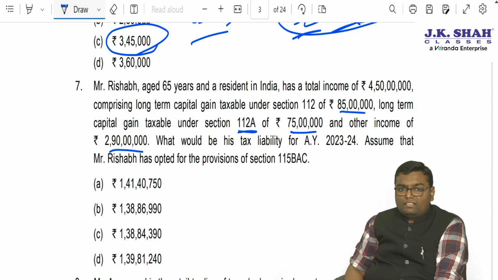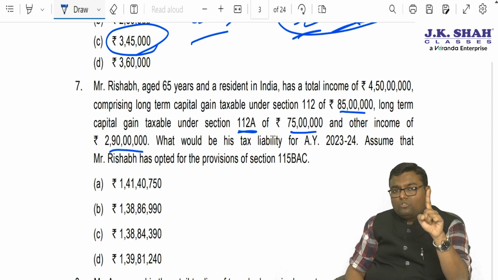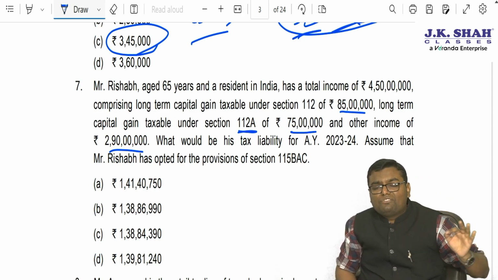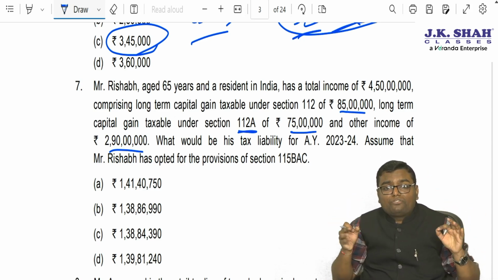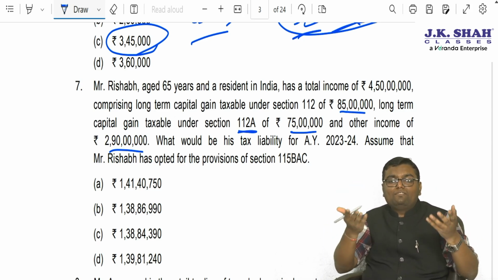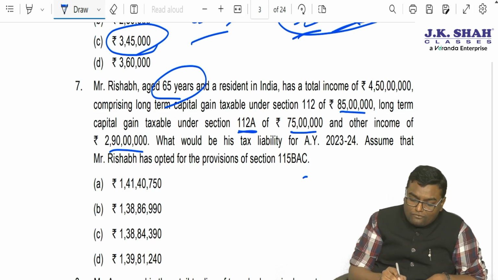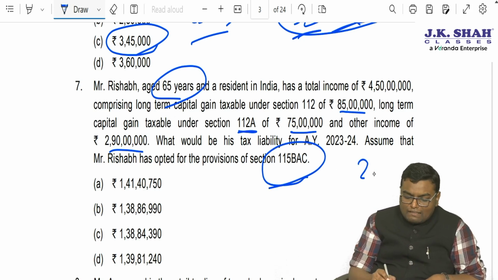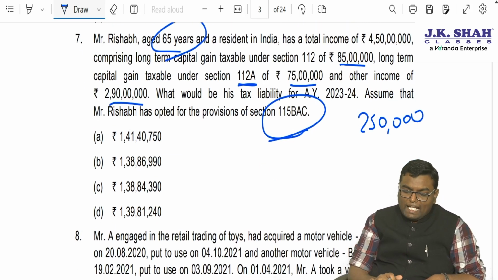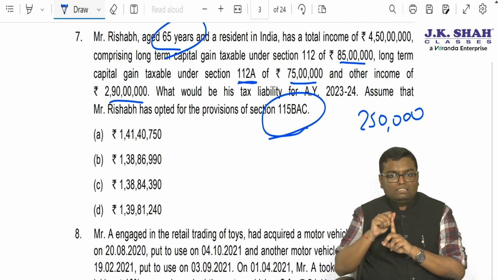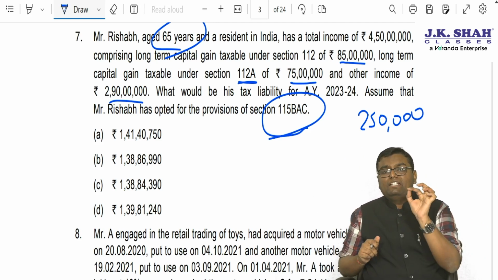The point to be remembered is, if a person is following section 115BAC, the basic exemption limit will always be 2,50,000, irrespective of residential status, irrespective of age. So even though the person is aged 65 years, if he is following 115BAC, the basic exemption limit is always what? 2,50,000. So that was the first point to remember in this MCQ. Second and very important point.